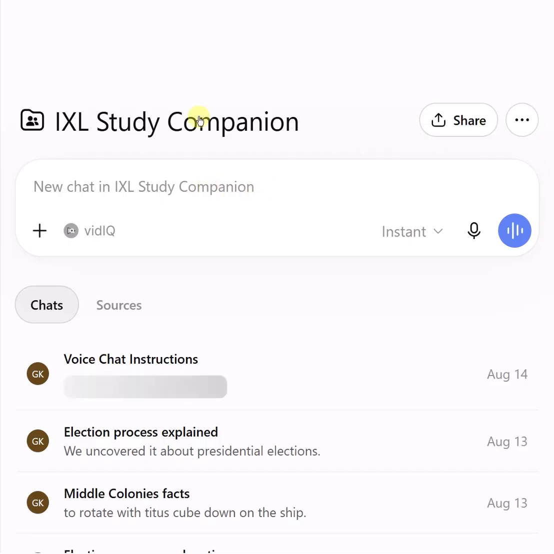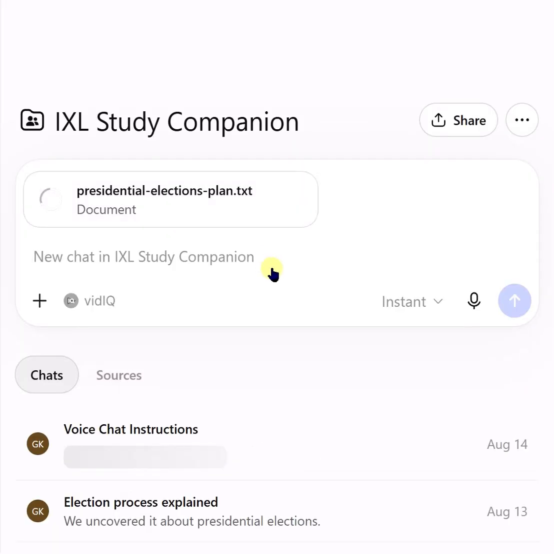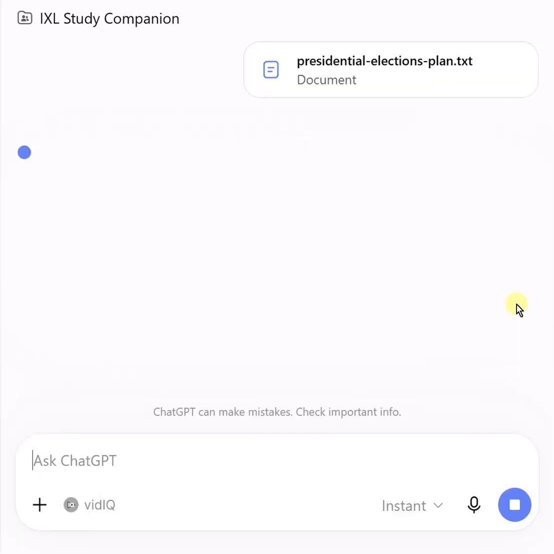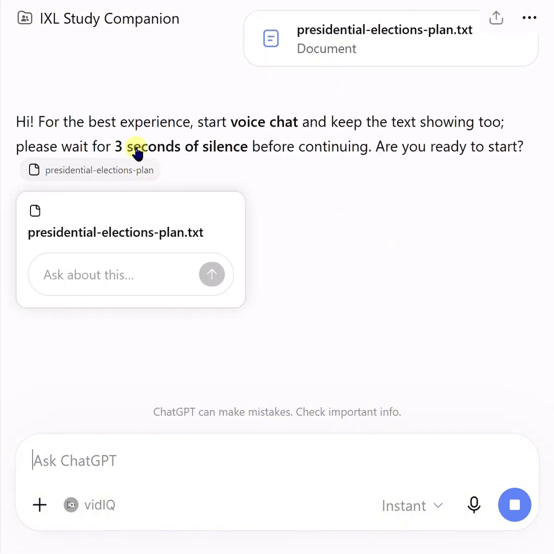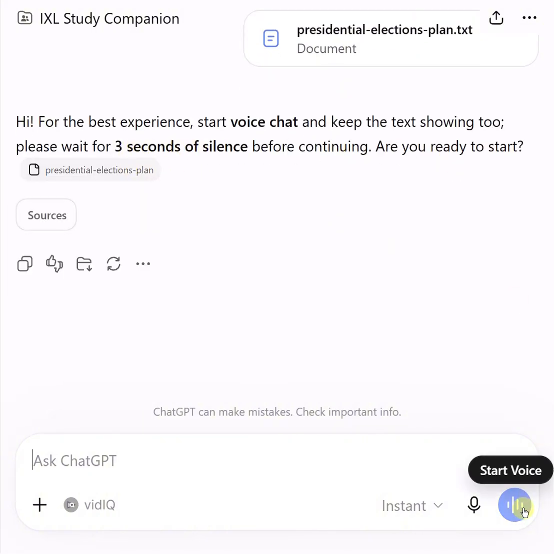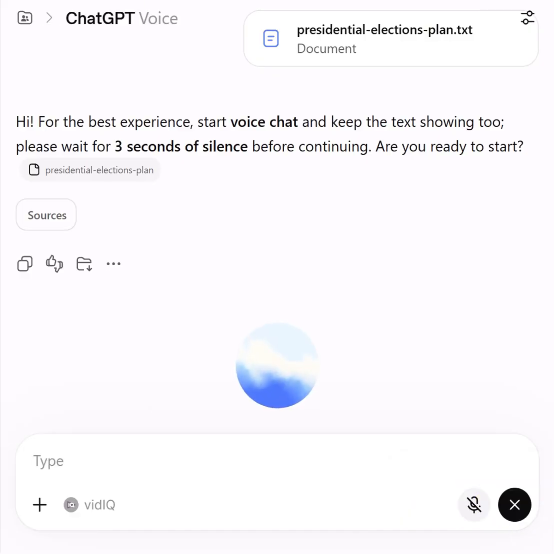This is the IXL Study Companion view that you will get through the URL. You drag over the plan, then you click send prompt. It's going to ask you to start voice. Then you start voice. With this approach, you can see both the text and the voice. You guys ready? Yes, I am ready to start.